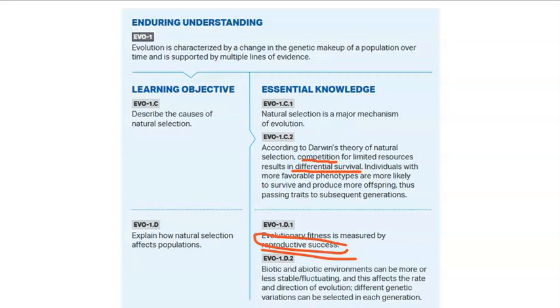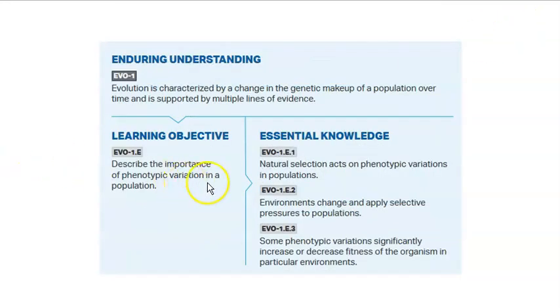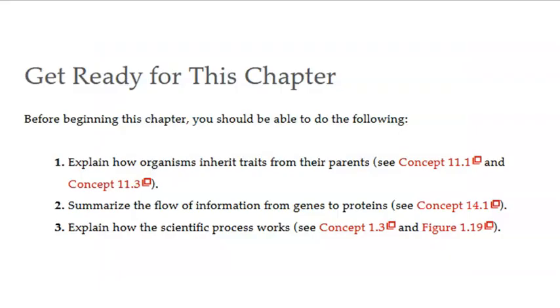Biotic and abiotic environments can be more or less stable, and this affects the rate and direction of evolution. So we'll see how evolution can literally shift with certain traits down the road. And then, let me exit the drawing. The last objective for natural selection is that it acts on phenotypes, right? Life can't see genes. Predators and prey, they see phenotypes. And so environmental changes apply selective pressures, and then some variations are more likely to survive and reproduce.